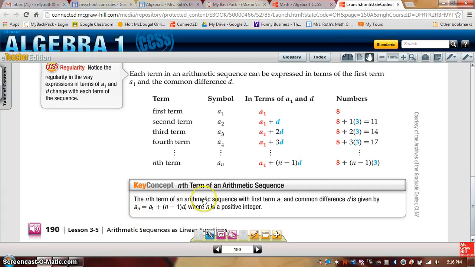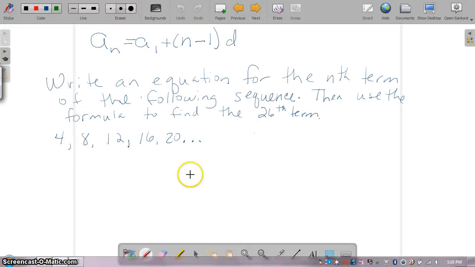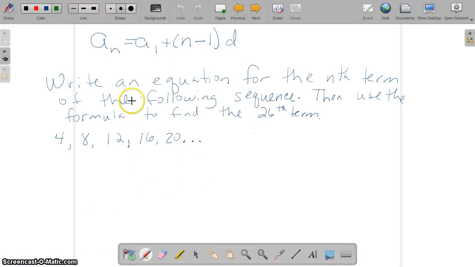So the nth term of the arithmetic sequence, the nth term can be the 100th term, the 1000th term, the 10th term, it doesn't matter. The nth term equals the first term plus n minus 1, so whatever term you're on, minus 1, times the difference. That's how you're going to find that. So let me put it into an example and hopefully it'll make more sense. So we're going to keep this equation right here to help us.